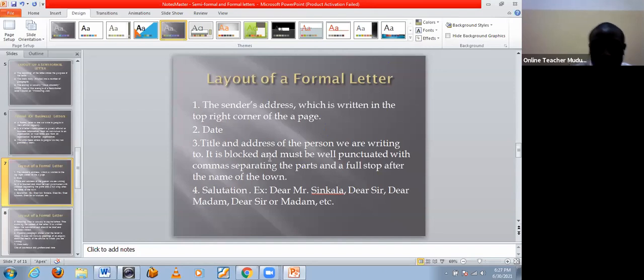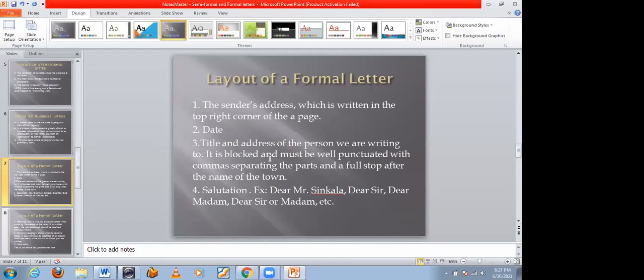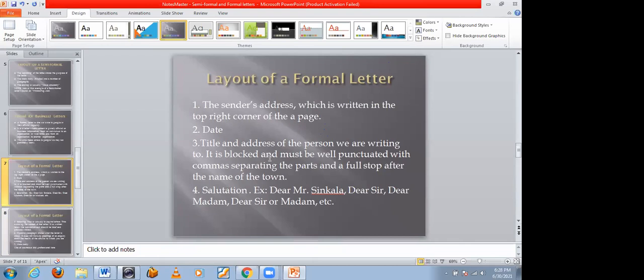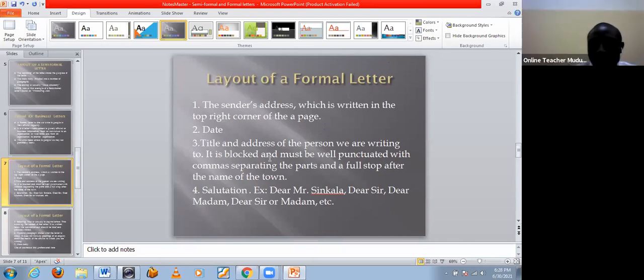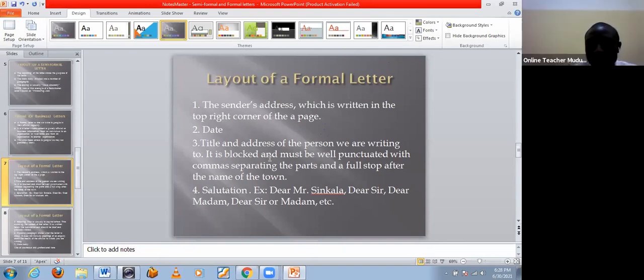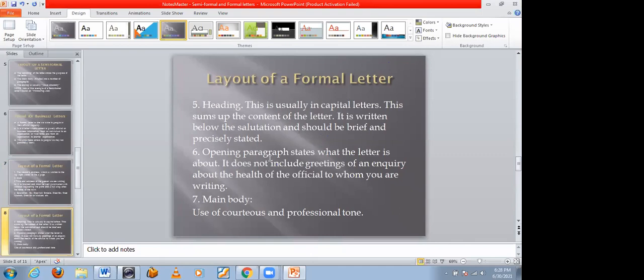All right. So down there we have a salutation. So you write your salutation, for example, dear Mr. Sinkala, dear sir, dear madam, dear sir or madam, and so on and so forth. So that's how you write your salutation, right? So below your salutation, you're going to have a heading, the subject or the reference of your letter.